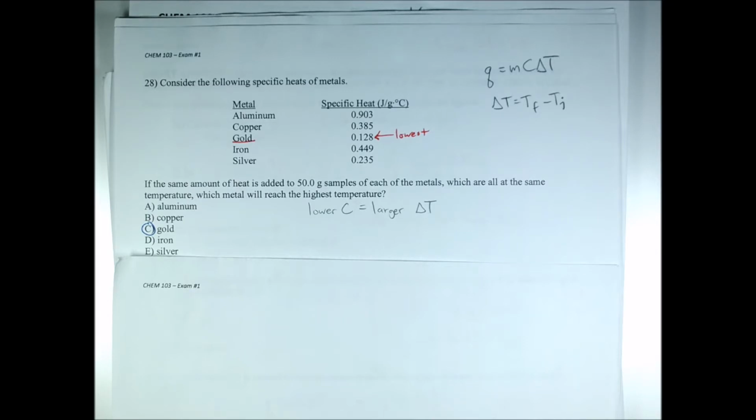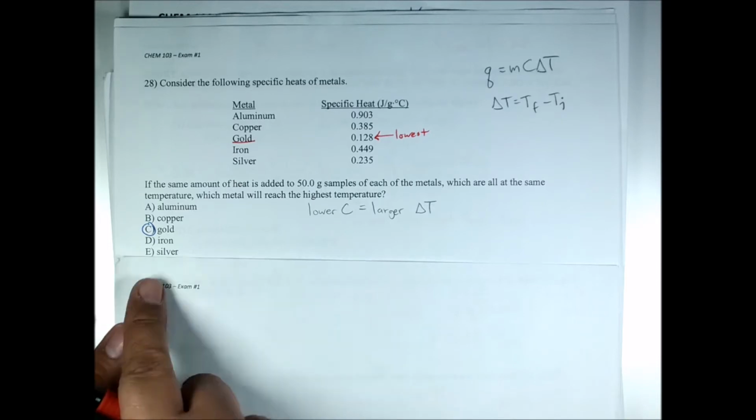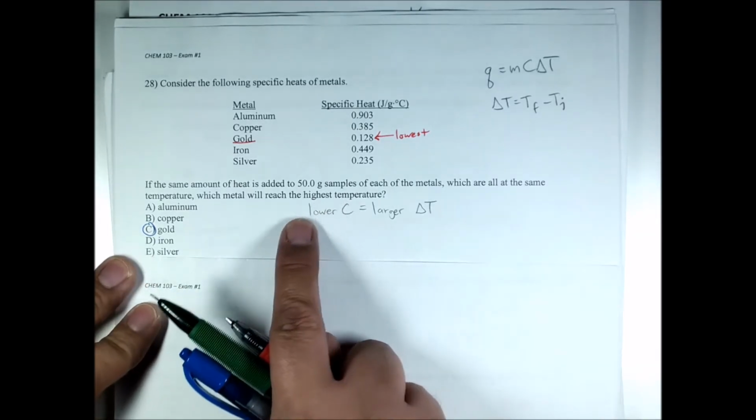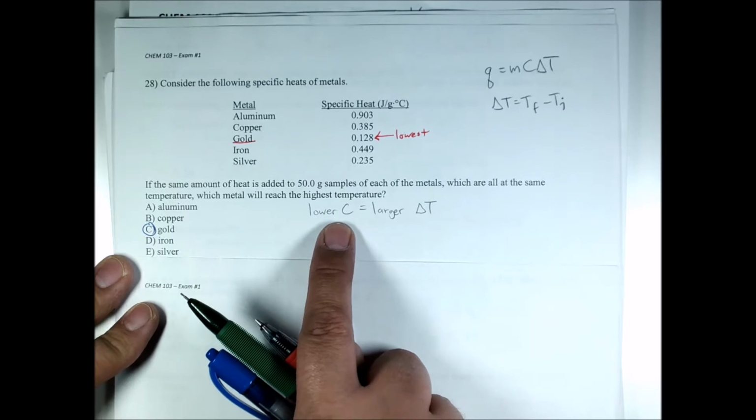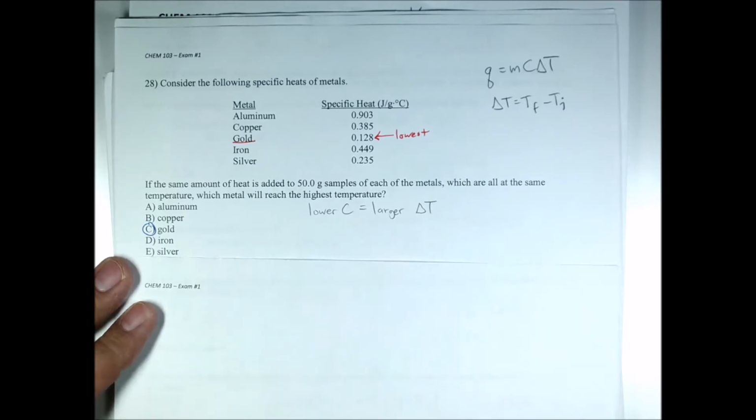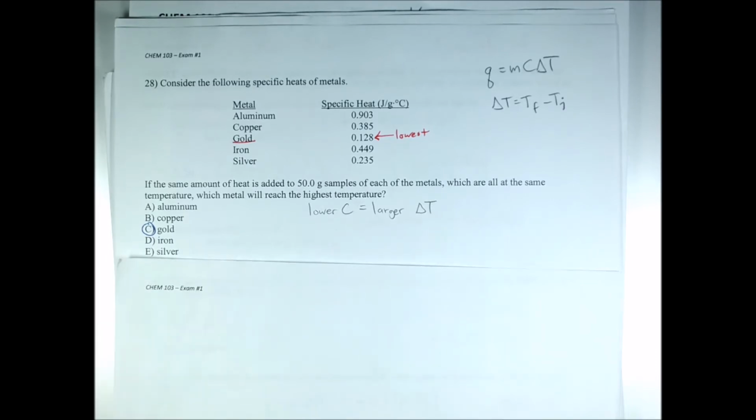And remember that the lower the heat capacity is, the less energy it takes to heat up. So things that are metallic tend to have really low heat capacities. Things that don't conduct heat well, like water and wood, tend to have a high heat capacity, meaning you put more energy into them to heat them up. So for the highest temperature change, we want the lowest C, which would give us the largest delta T, and it works out where gold is the lowest.